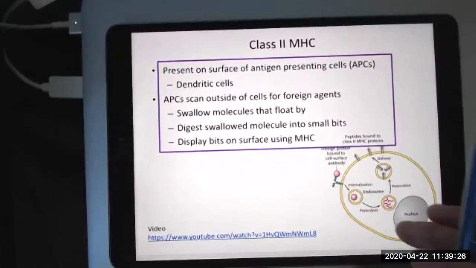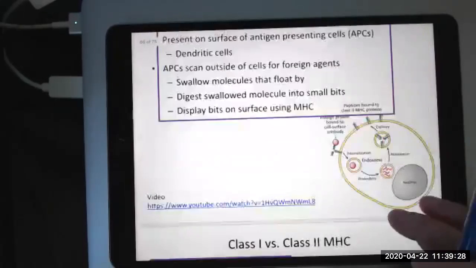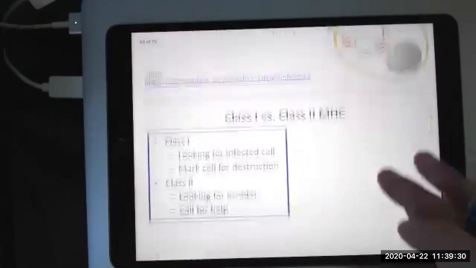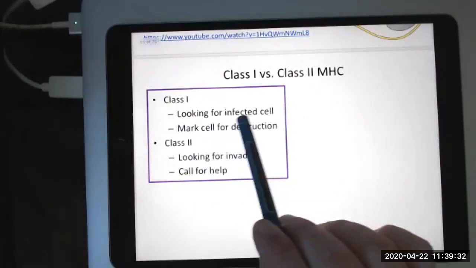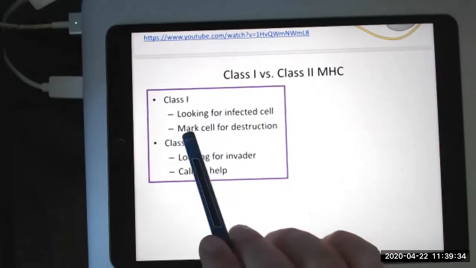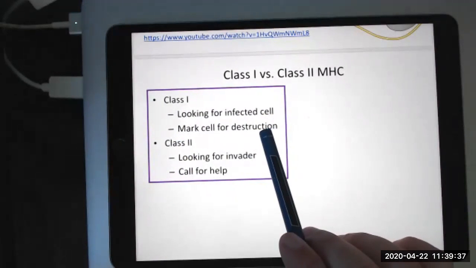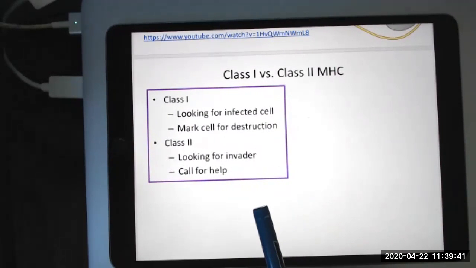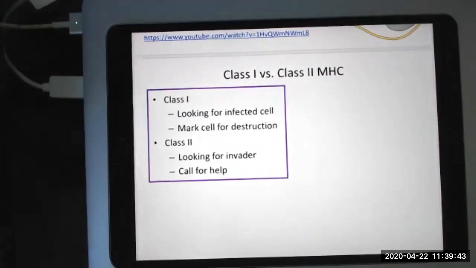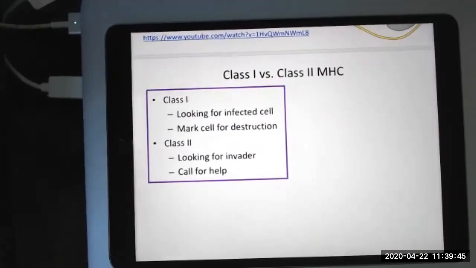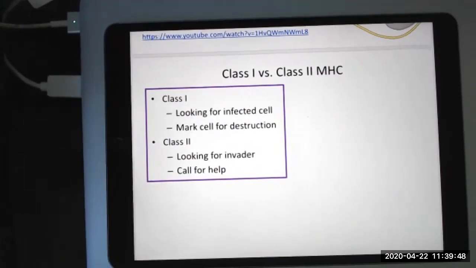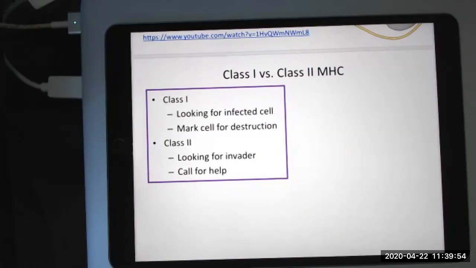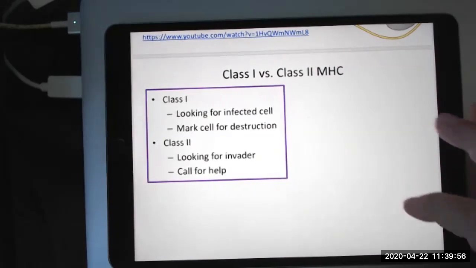So again, T cells are going to be coming by and scanning those. For class 1, it's looking for the infected cells. If it detects them, the cell gets destroyed. We don't want to do that with class 2, because it would be like destroying your own troops, right? So it is looking for an invader. It does start the cascade, but the cell itself is not marked for destruction.